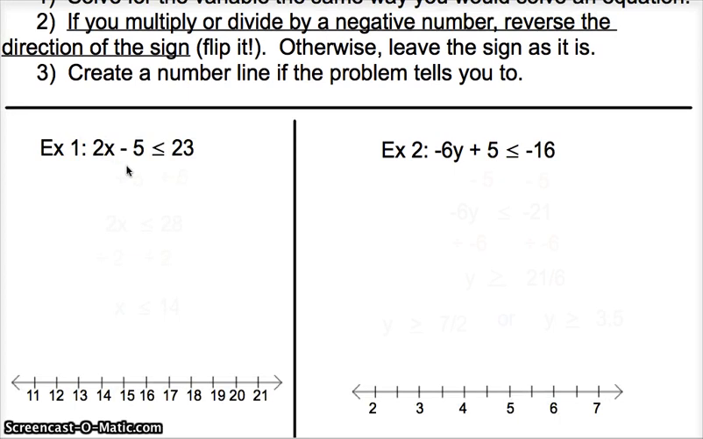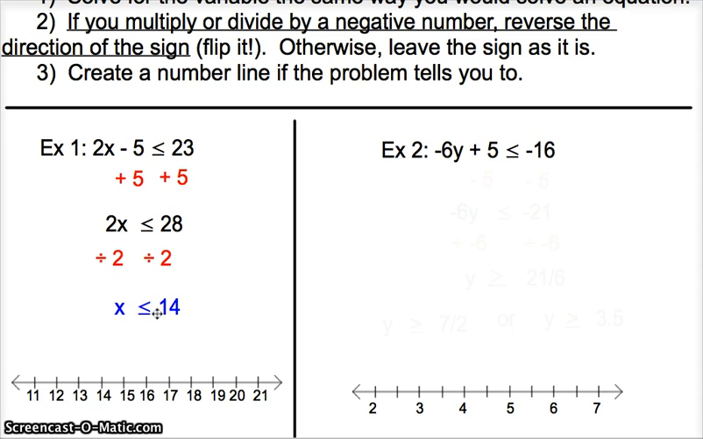Okay, so let's go ahead and do example 1. Example 1 is 2x minus 5 is less than or equal to 23. I want to figure out what values of x make this true. So first, step 1, I need to solve it like an equation, so I'm going to undo subtraction by adding. Let's add 5 to both sides. Okay, I'm left with 2x is less than or equal to 28. I left the sign the same because I just added to both sides. Now let's divide both sides by 2, and I'm left with x is less than or equal to 14.